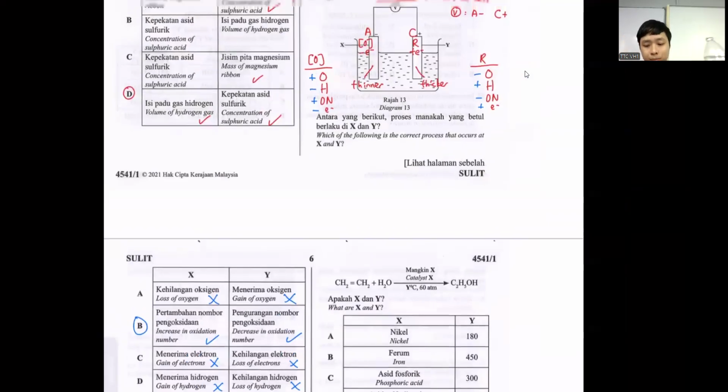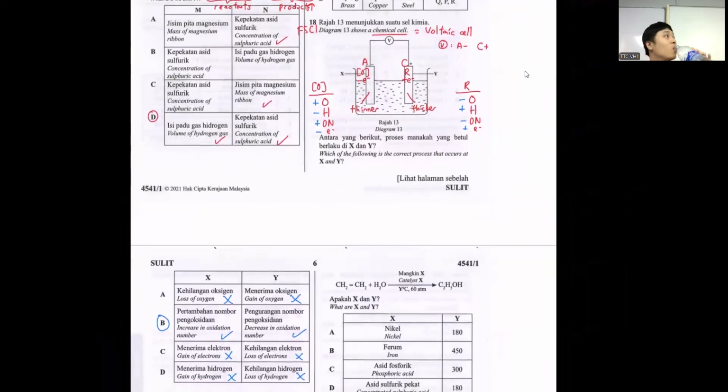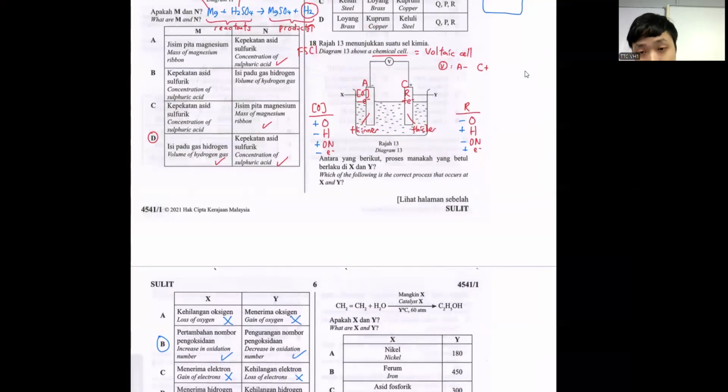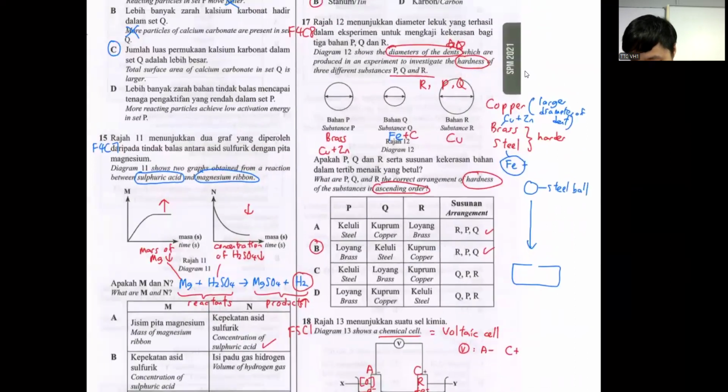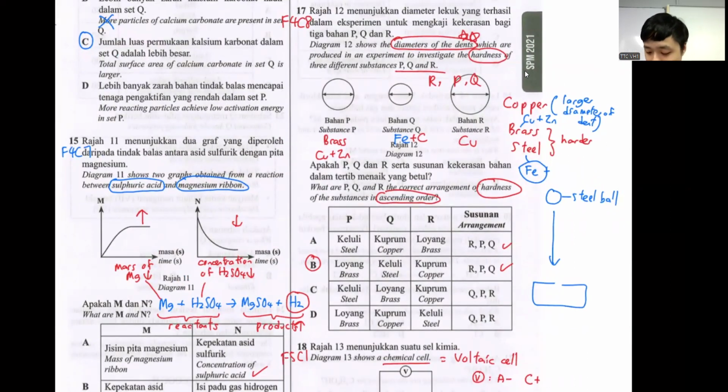Teacher, actually, I don't really understand question 17. Which one? 17. In summary, copper is not the hardest. It's the softest. Steel is the hardest. Softest means the diameter of the dent is bigger.